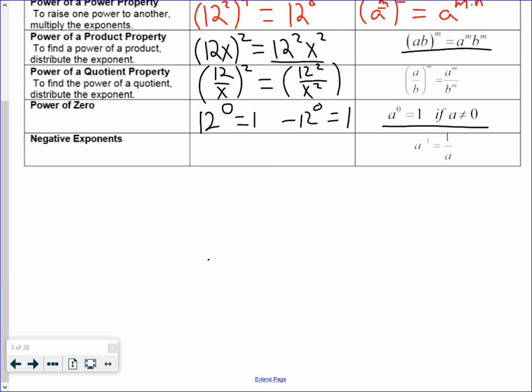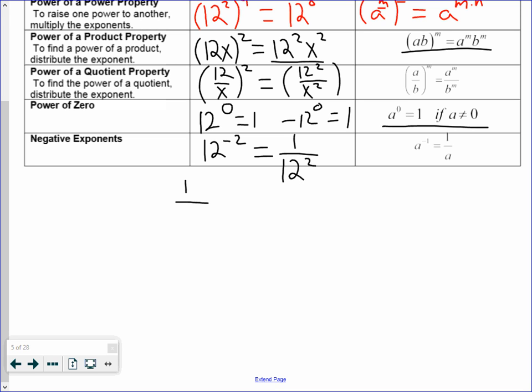And right here on the negative exponents, what this says is that if you ever have a negative exponent, you just flip it to the other side of the fraction to get a positive exponent. So let's say we have 12 to the negative 2. We can rewrite this as 1 over 12 squared.